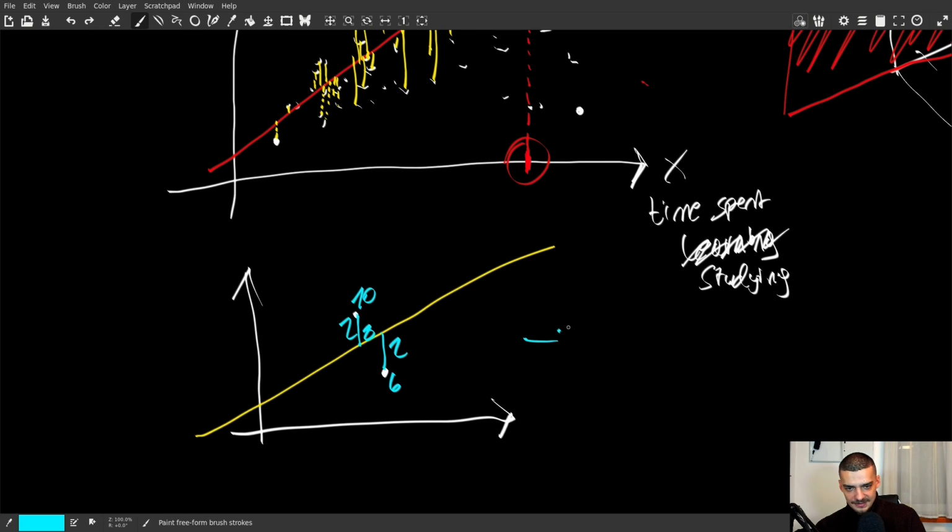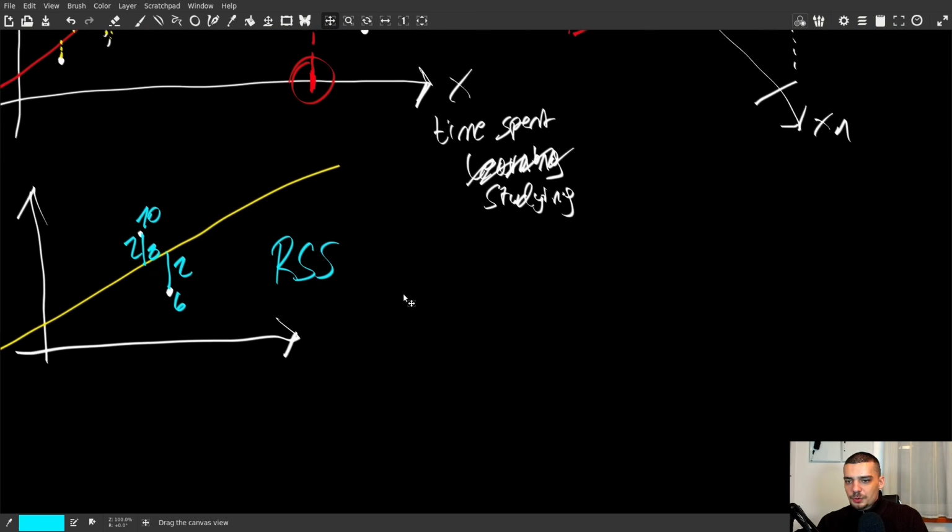because if you square something like negative 2, if you take this to the power of 2, that is going to be a positive number, in this case 4. So what we're trying to do is reduce the sum of squares. This is called the RSS, the residual sum of squares. So that is what we're trying to minimize.